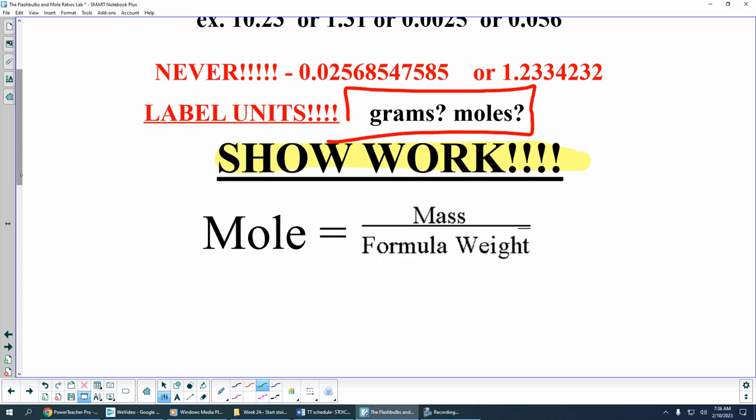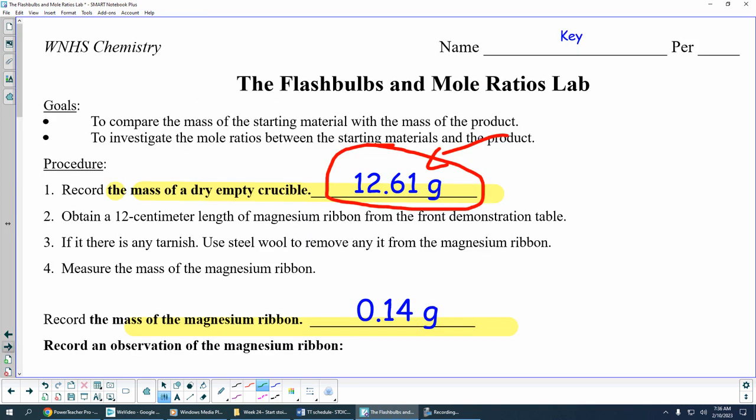When you are done, turn it in the A and B folder. And then what you're going to do is you are going to work on that lab from yesterday, trying to get to question 9. Okay?